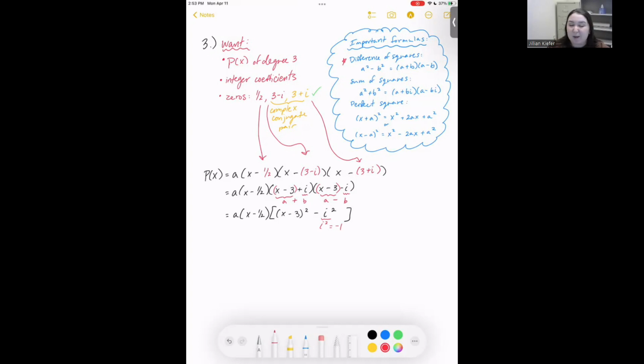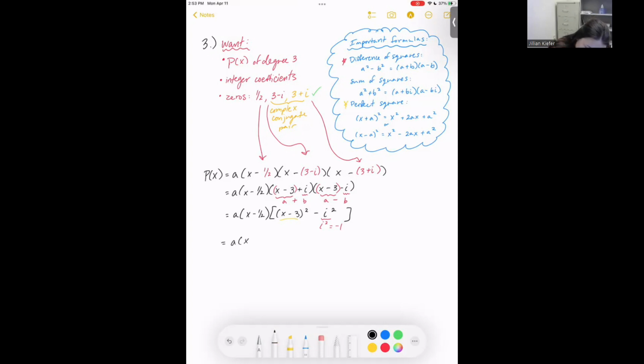Now we want to expand out x minus 3 squared. And this is where we're going to use the perfect square. So we want to use the perfect square right in here. Another reason why having these important formulas on hand is very important. And by on hand, I mean written on a note card. Be very helpful for you. So we're going to expand x minus 3 squared by using the perfect square.